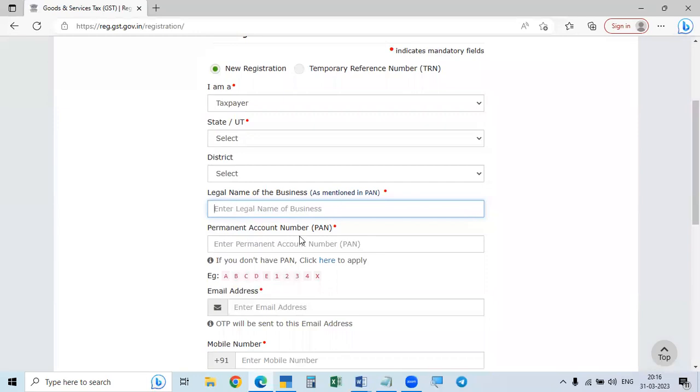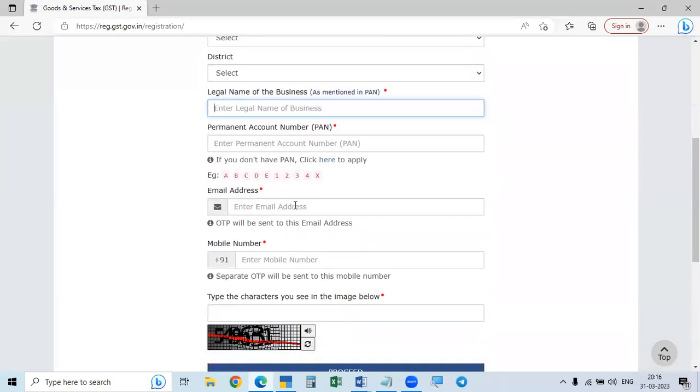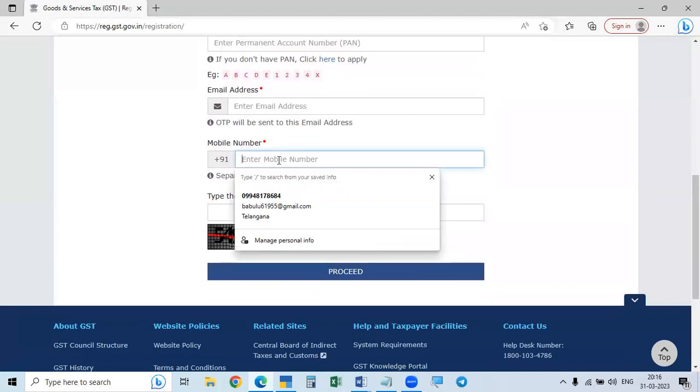So the legal name and the permanent account number we have to give correctly, and the email address which we use every time. For all the correspondence relating to GST, the information, the emails, as well as one-time passwords, all will come to this email address. You have to give the correct email address, and then the mobile number.